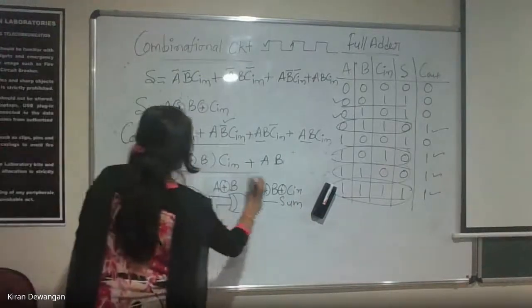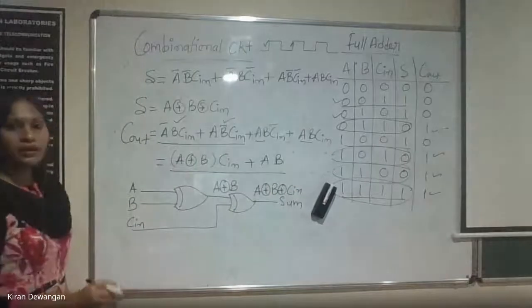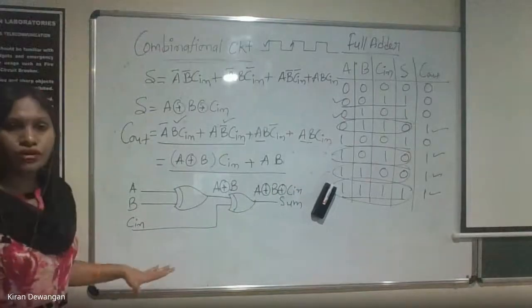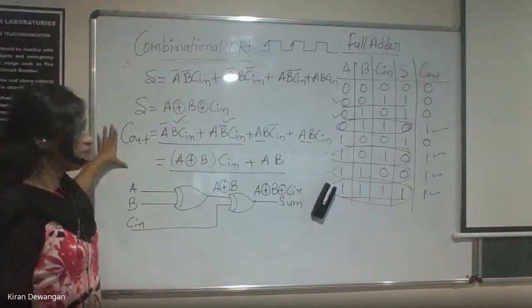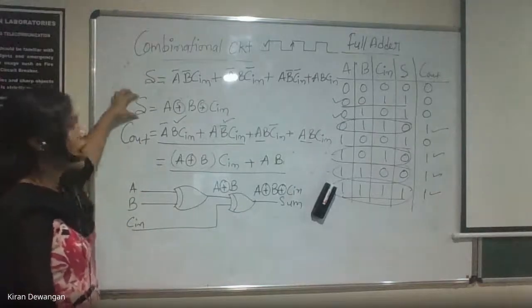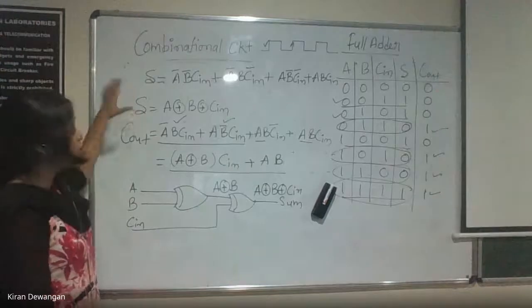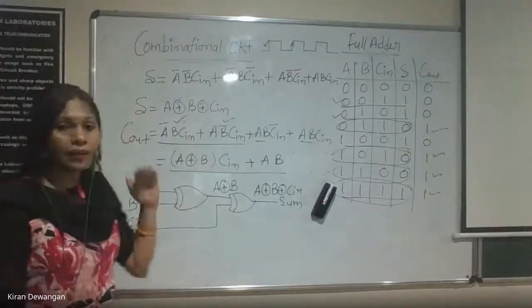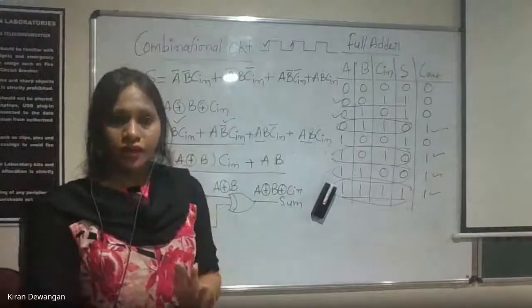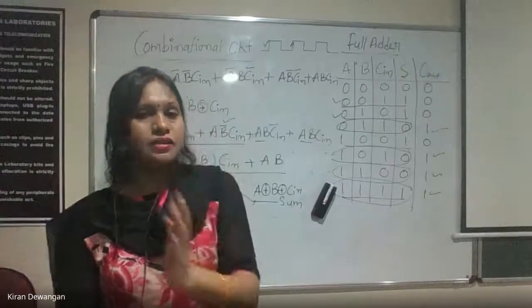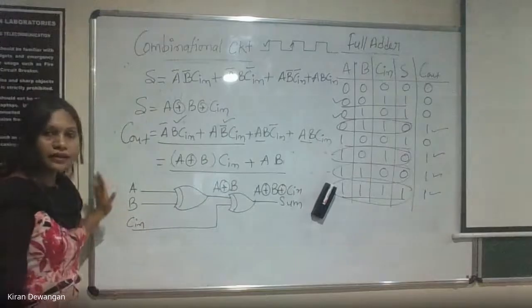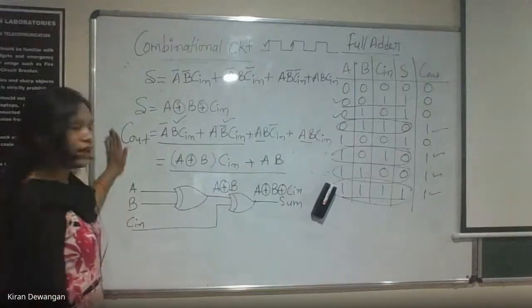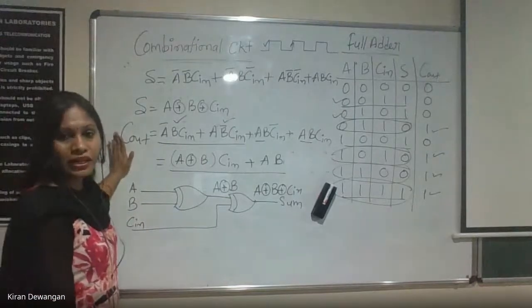Now what is our carry? In the same circuit, we have to show both sum and carry. That's important. Don't ever try to design this as a different circuit and this as a different circuit. Why? Because A, B, C in are your inputs in the same circuit, and the sum and carry out of that same circuit are the outputs. Clear? So we'll have to design carry out in the same circuit also.